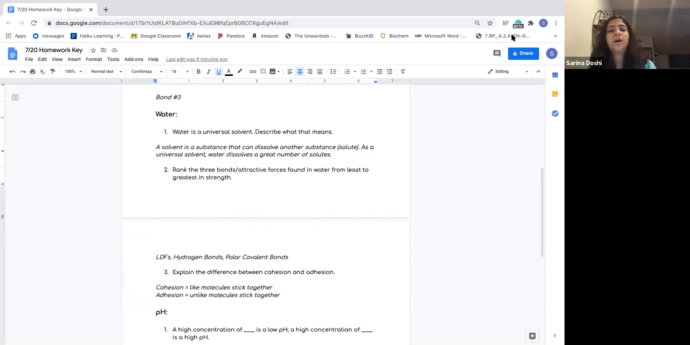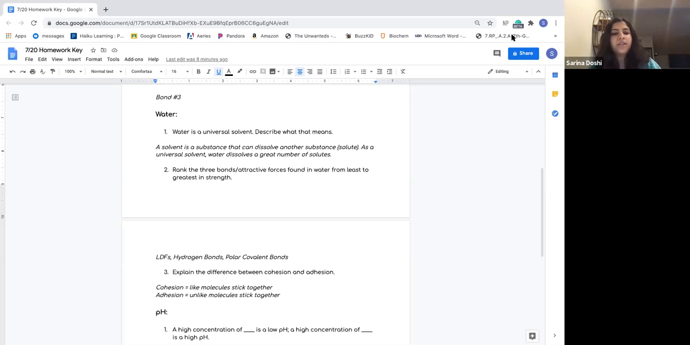Okay, rank the 3 bonds or attractive forces found in water from least to greatest in strength. The weakest would be London dispersion forces, which aren't really bonds, they're more attractive forces. Then we have hydrogen bonds, which is the same case as London dispersion forces. They're more attractive forces. And then finally, we have polar covalent bonds.